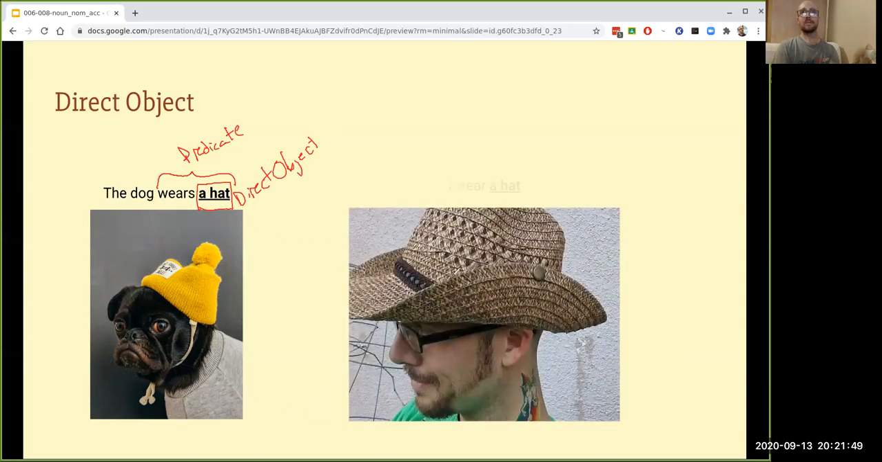Here's another picture of me. Say I, there's our subject, wear a hat. There's our predicate. And you can see in English, we've got a little bit of a difference between how the verb reacts to the subject. But a hat is said the same way, whatever the subject is. The direct object, that is said the same way, whatever the subject is. Okay. So that conceptually is our subject and direct object.